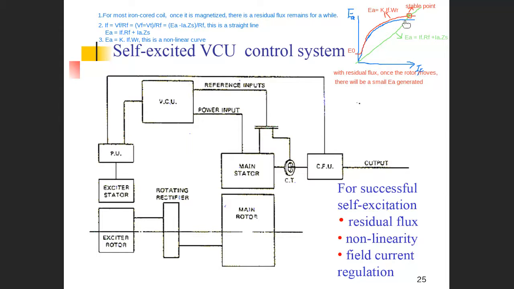So when the field current is smaller, the generated voltage will be smaller. Their excitations will fluctuate between these two. So the excitation will follow such a way. This is the excitation process.